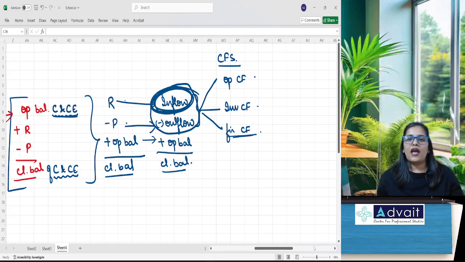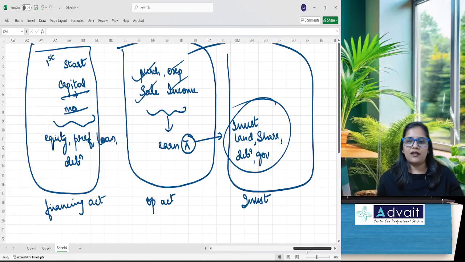On those debentures, I'm paying interest. So that interest for me is an outflow, right? So you will minus the outflow. Since this interest belongs to the debenture and that debenture is a part of finance, it will come under financing activity. Clear till here?